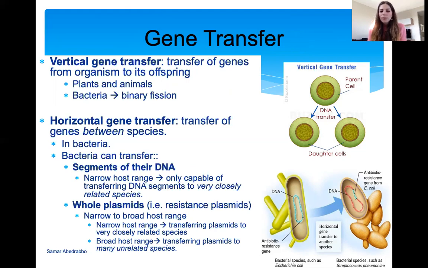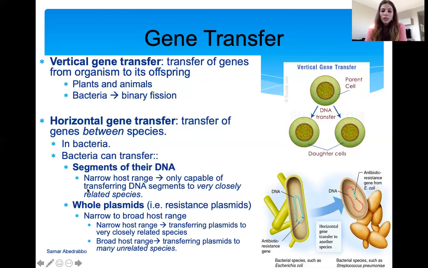So specifically, bacteria can transfer either pieces of their DNA to other organisms or whole plasmids. So with segments of DNA, this has a narrow host range, meaning that it only happens between very closely related species.